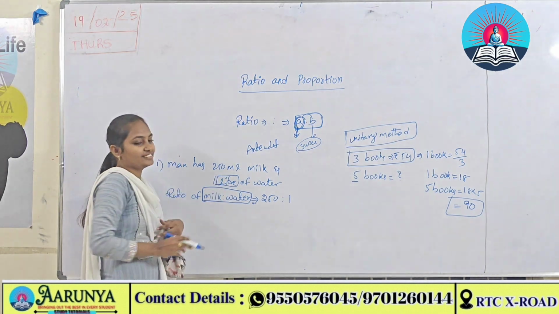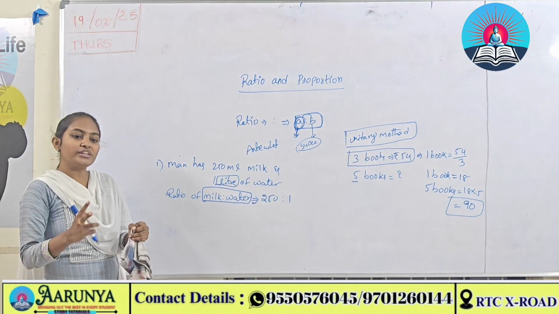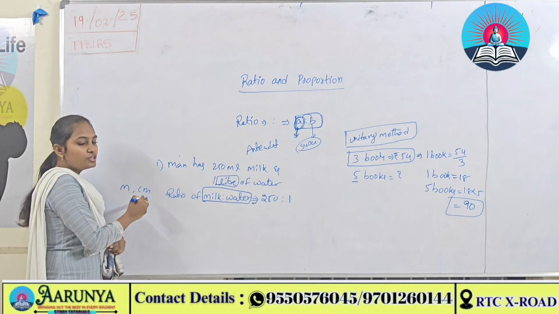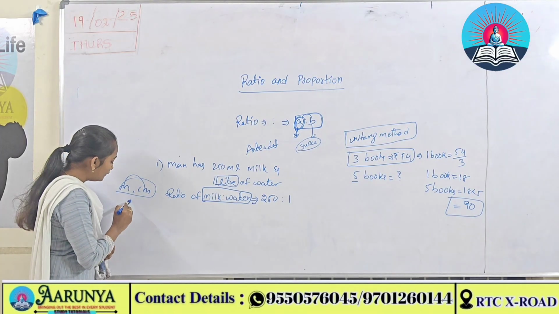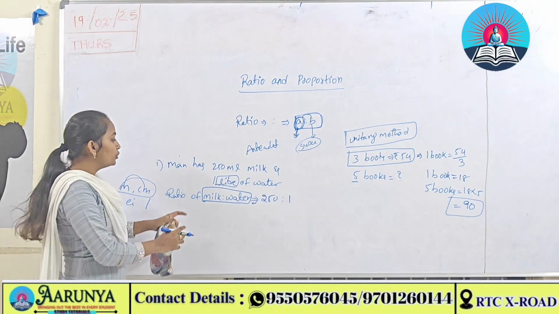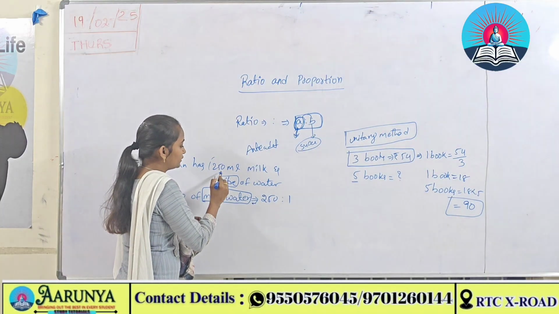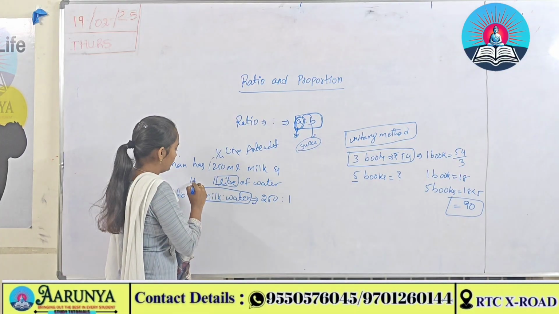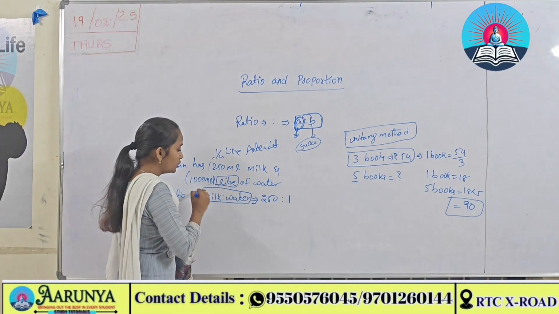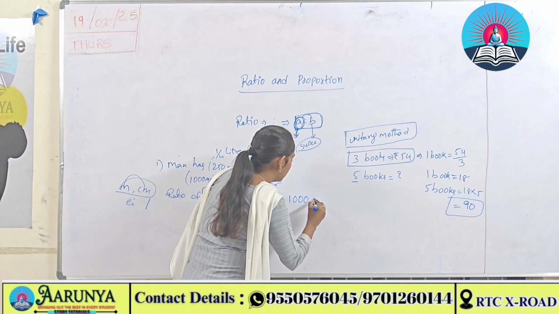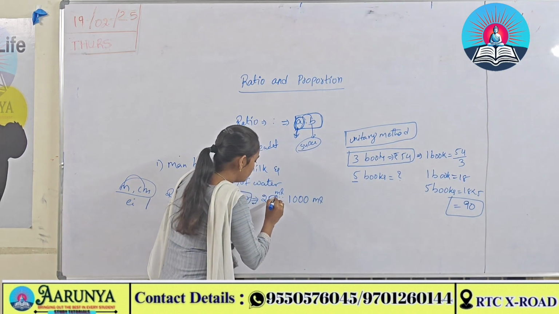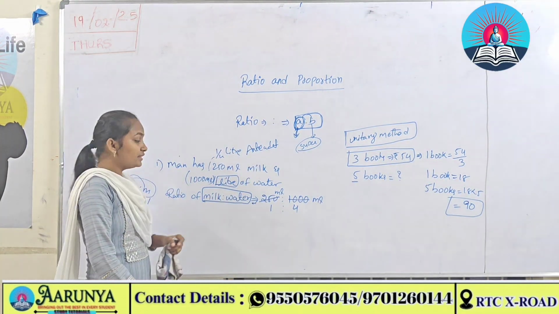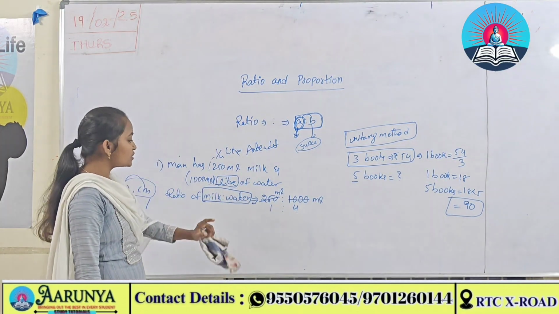Because here I wrote liter. Whenever you compare two things, the measurements of the two things must be in the same unit, like meters or centimeters. We have to write both in either meters or centimeters. So you can change it to liters, or write it in milliliters like 1000 ml. In both ways we will get the same answer. So in milliliters it is 1 is to 4.